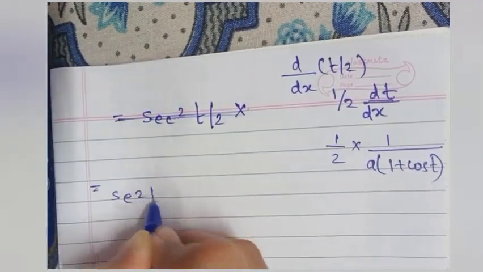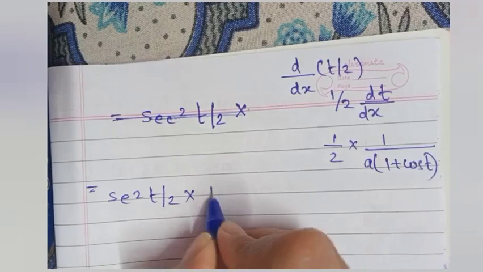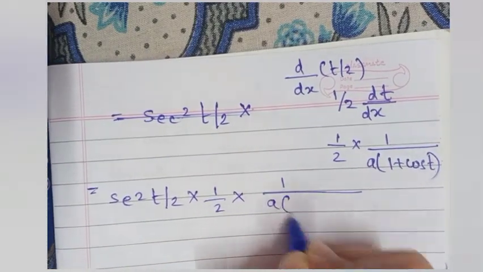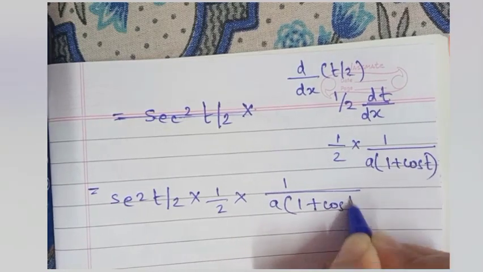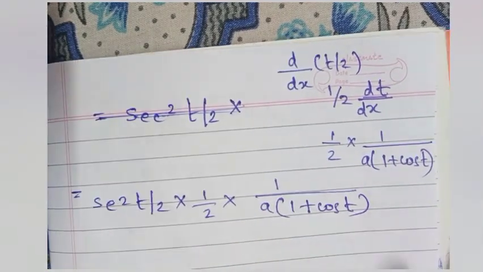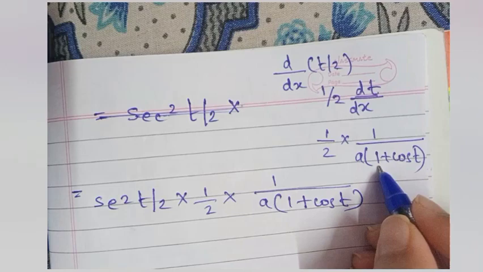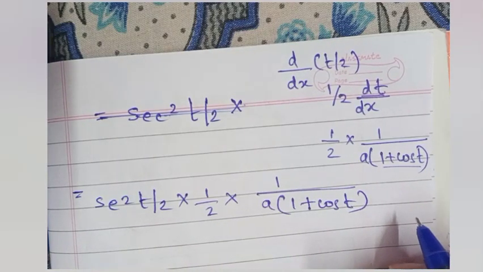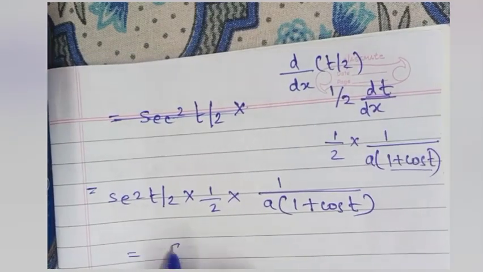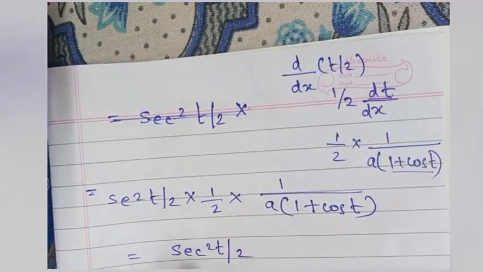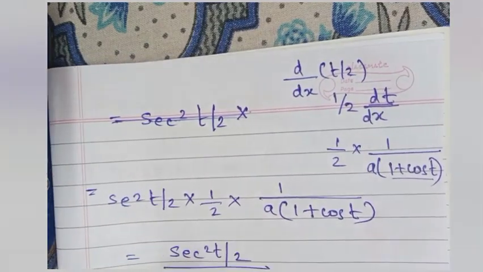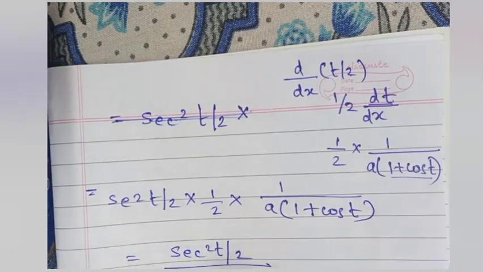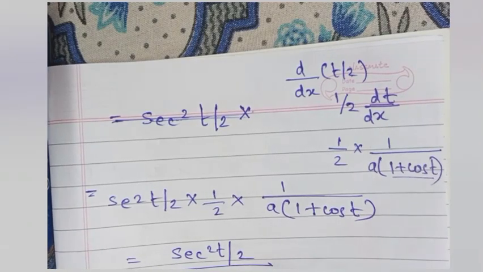Sec square t by 2 into half into 1 by a into 1 plus cos t. We have already seen that 1 plus cos t is 2 cos square t by 2, so we can substitute it there. So sec square t by 2 divided by 2a into 2 cos square t by 2.